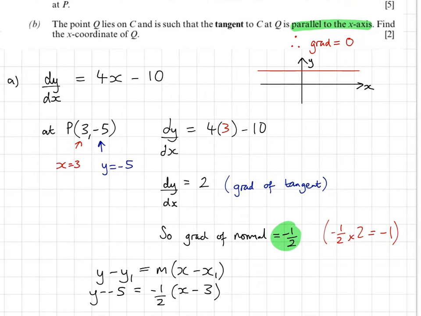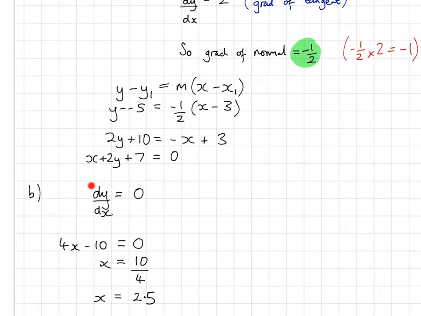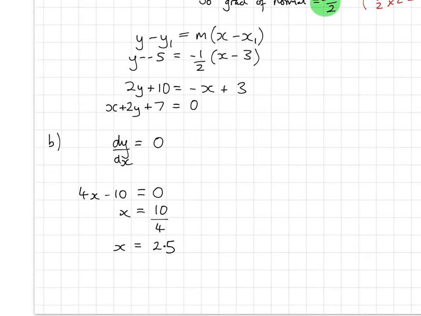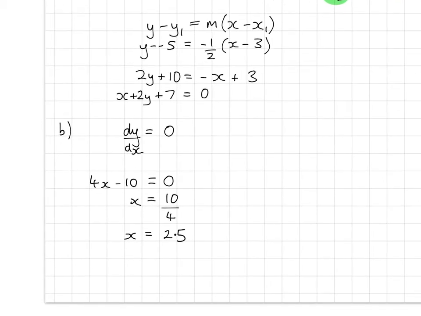Okay, so to find the point Q, what I've done is I put my differential equal to 0. So that's coming back all the way to here. This guy here, I put that equal to 0. And then I have solved the equation 4x minus 10 equals 0, taking the minus 10 over to become a plus 10, then divided by 4, 5 over 2 or 2.5.